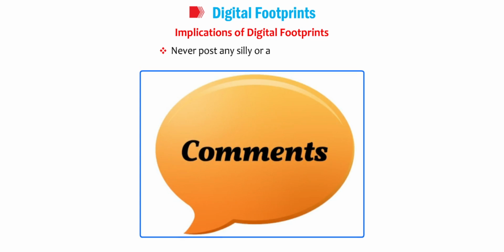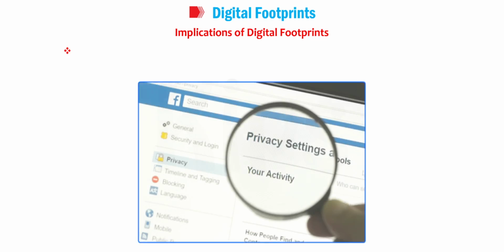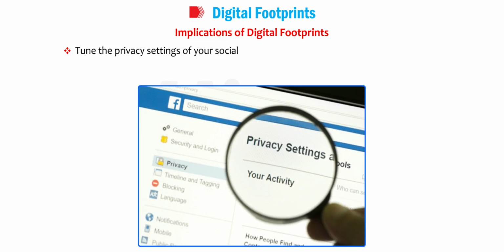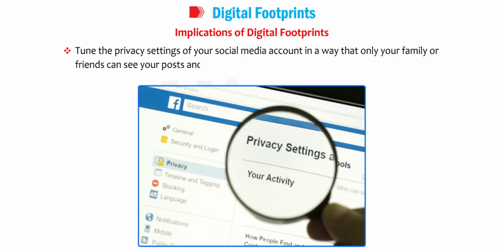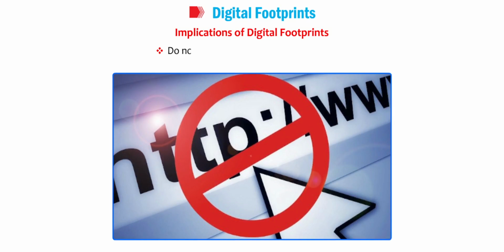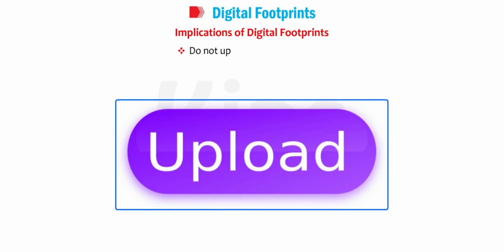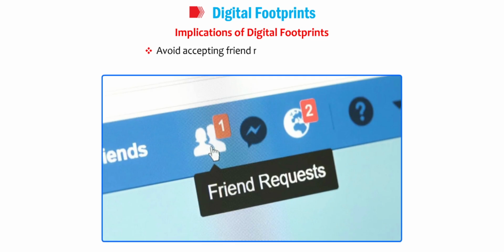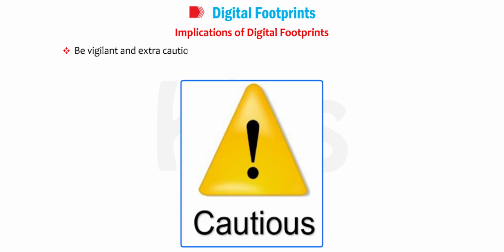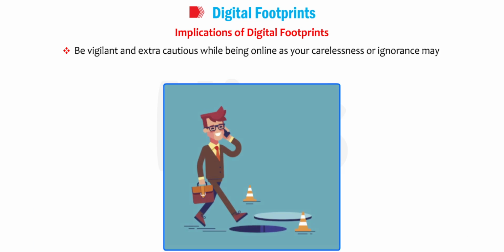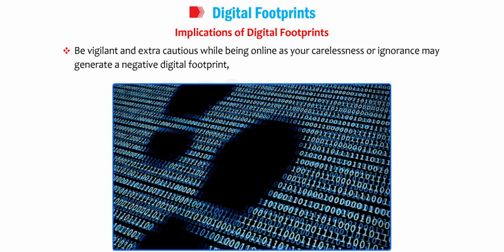Never post any silly or abusive comment. Tune the privacy settings of your social media account in a way that only your family or friends can see your photos and pictures. Do not log on to an inappropriate website. Do not upload any inapt picture. Avoid accepting friend requests from strangers. Be vigilant and extra cautious while being online, as your carelessness or ignorance may generate a negative digital footprint which can spoil your reputation.